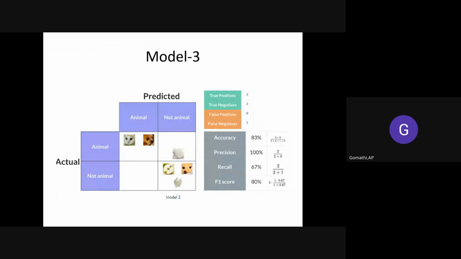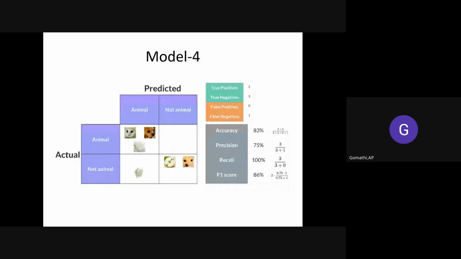Next, model 3. In that model 3, we have true positives, true negatives, and false negatives, so the precision value will be 100%. We can get the recall value as 67%, so the F1 score will get some values. Next, model 4.